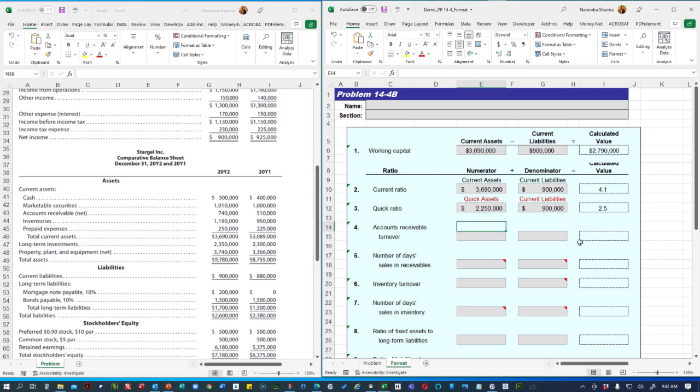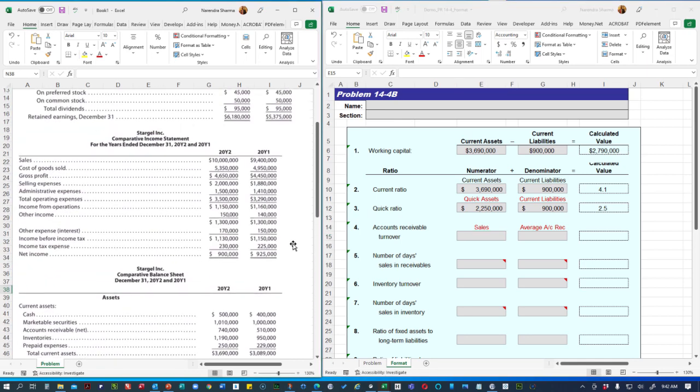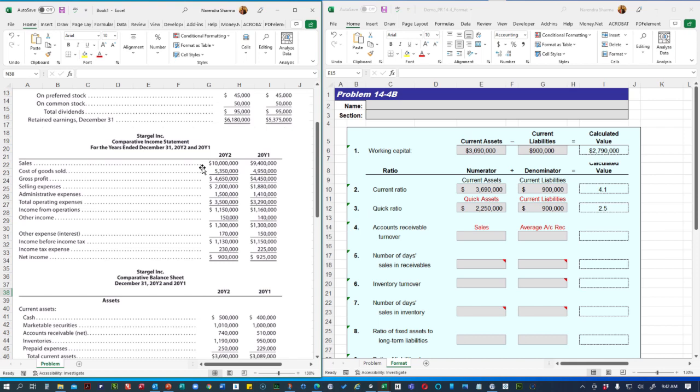Now the next thing that we are asked to do is the accounts receivable turnover. Now accounts receivable turnover, the formula that we are going to use is sales divided by average accounts receivable. Okay, so now where is the sales figure? Of course, sales always appears on the income statement. So we go up and see here the sales amount is 10 million. So that's what we are going to take. So 10 million.